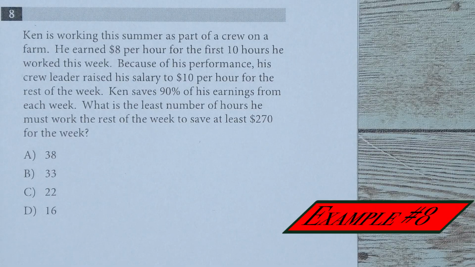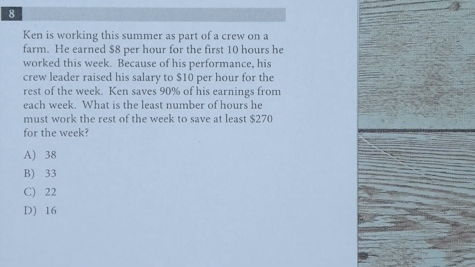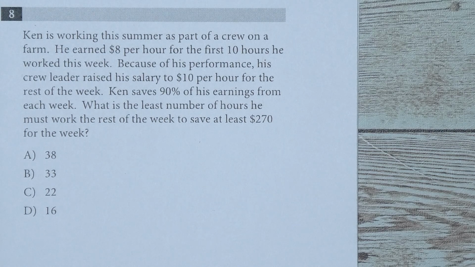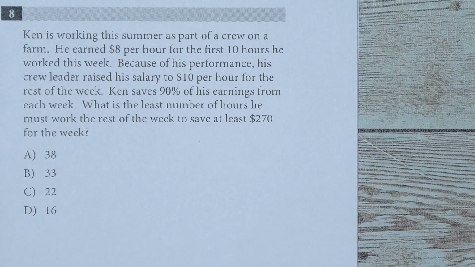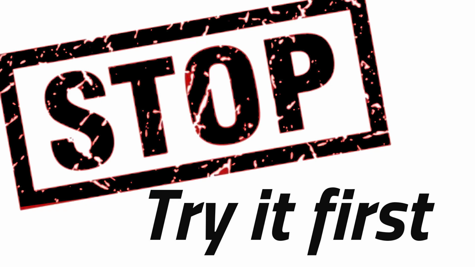Ken is working this summer as part of a crew on a farm. He earns $8 per hour for his first 10 hours he worked this week. Because of his performance, his crew leader raised his salary to $10 per hour for the rest of the week. Ken saves 90% of his earnings from each week. What is the least number of hours he must work the rest of the week to save at least $270?